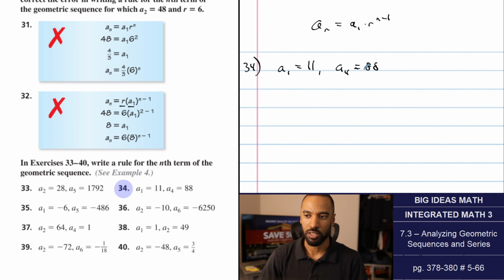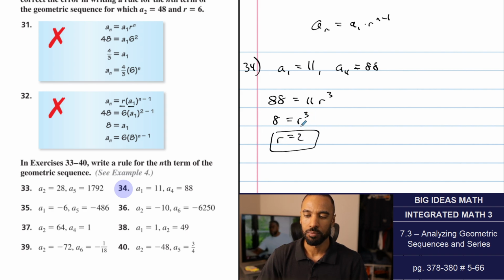So now let's just substitute them into here. 88 equals first term times r to the 4 minus, n minus 1 power there. You divide by 11, and you take the cube root of both sides. You get r is 2. So your answer here is a sub n equals 11 times 2 to the n minus 1 power.